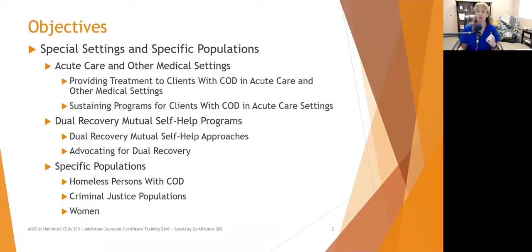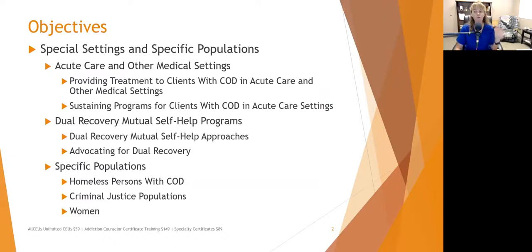So we're going to talk about providing treatment in acute care and other medical settings, and yes, treatment can be provided there. It's actually optimal to provide it there because the client's already there. So if they presented in the emergency room or their primary care physician, why don't we just get them where they're at? So we're going to talk about providing treatments to clients with co-occurring disorders in acute settings and sustaining programs with clients with co-occurring disorders in acute settings.